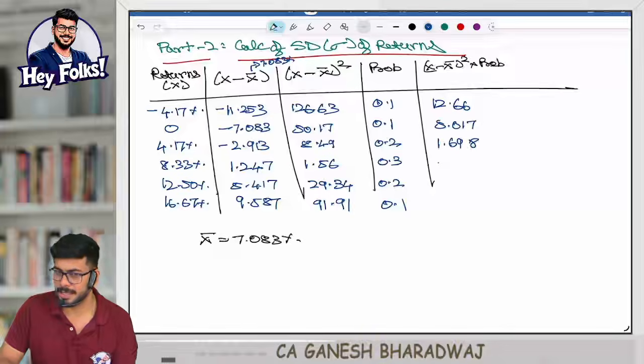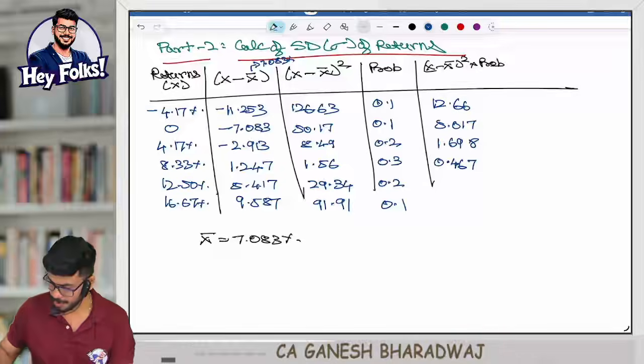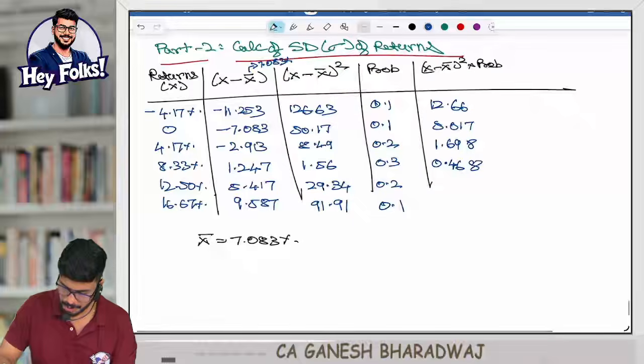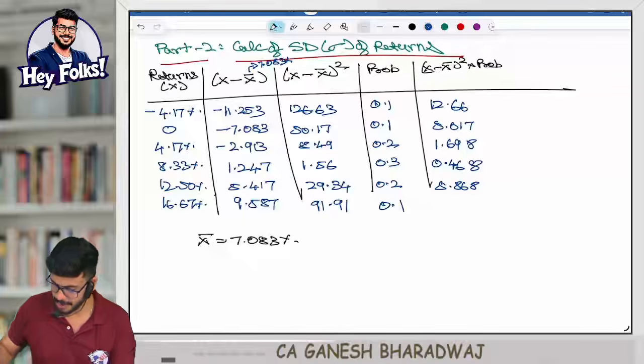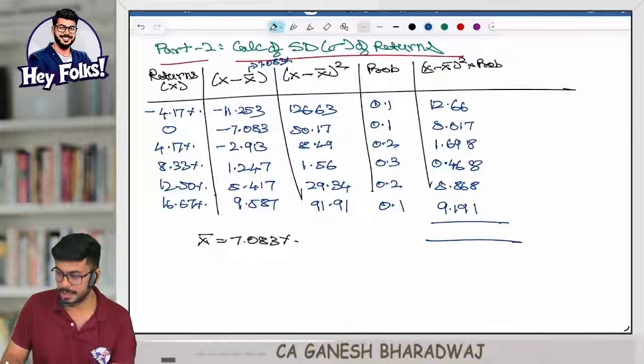You guys are understanding, right? Yes. 0.468. Okay, 468. No problem. Come on, next. 29.34 into 0.2. Guys, give me the figures. 5.868 roughly. 91.91 into 0.1. Just move one decimal here. It becomes 9.191. Total it.